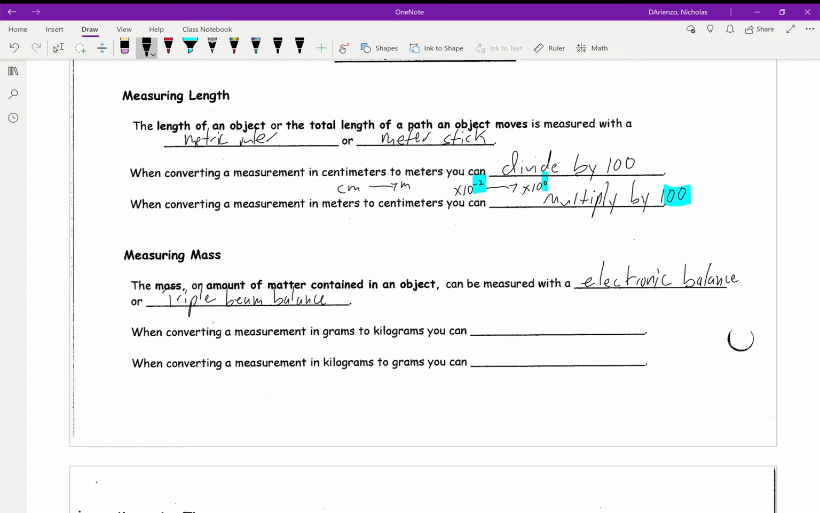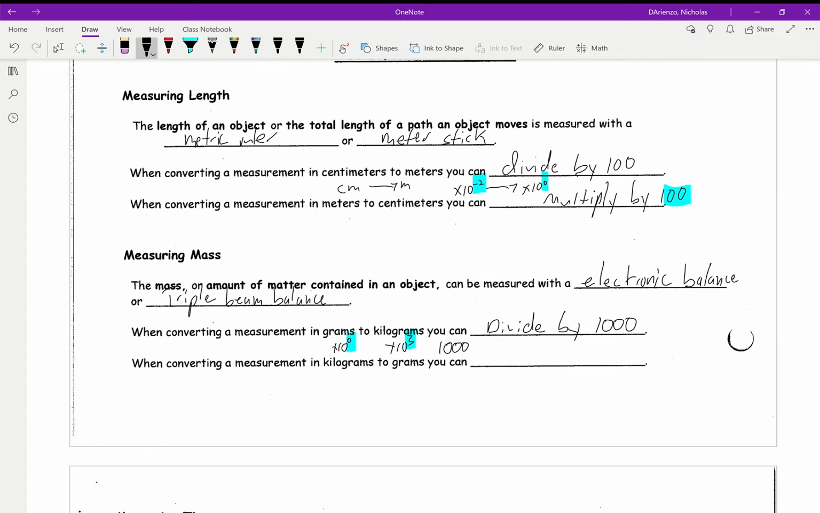This follows the same procedure as far as converting with length. If we want to convert a measurement from grams to kilograms, or from times 10 to the 0 to times 10 to the positive 3, that's 3 spots, we can divide by 1,000. So we have a factor here of 3 powers of 10, which means our conversion factor should get 3 zeros.